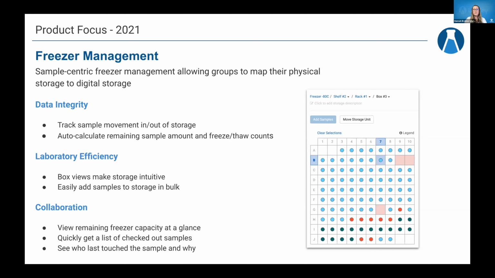Quickly getting a list of checked-out samples. So on our dashboard of freezer management, we'll show you what's checked out. And so you can start looking through and say, wow, there's a sample that's been checked out for a month. Is that really checked out? Does it need to be discarded? Did somebody forget to put it back in the freezer? Making those quick judgments and working with your team.